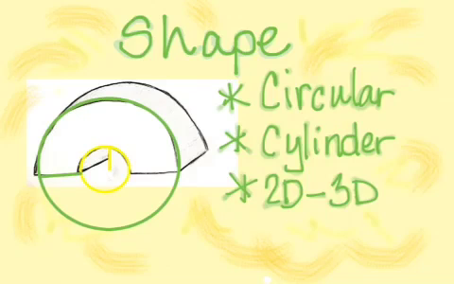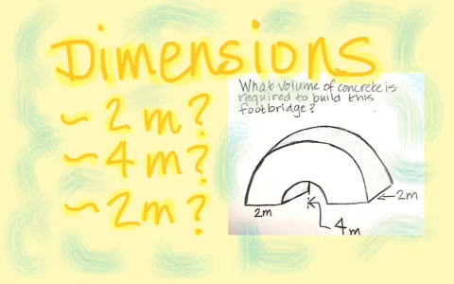The next thing that I want them to notice are the dimensions. So the problem is labeled with 2 meters, 4 meters, and 2 meters. Students need to ask themselves, what are these lengths? How are they related? What part will they play in the problem-solving process? What are they supposed to do with these numbers? What do they go with? What parts are they labeling?